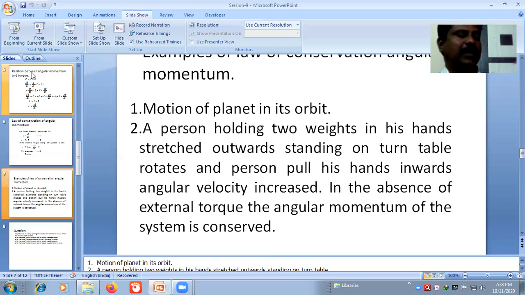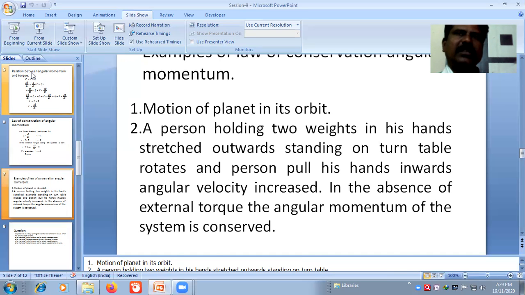Even though the velocity and the angular velocity of the Earth keep changing at particular points, the angular momentum is conserved. When the Earth is at perihelion, that is, closest to the Sun, the angular velocity increases. When the Earth is at aphelion, far away from the Sun, the angular velocity is minimum. But the total angular momentum of the Earth remains constant while moving around the Sun. So these are examples of the law of conservation of angular momentum.